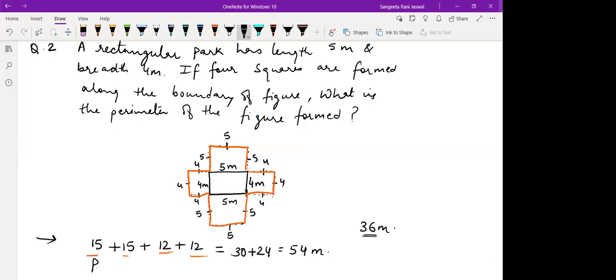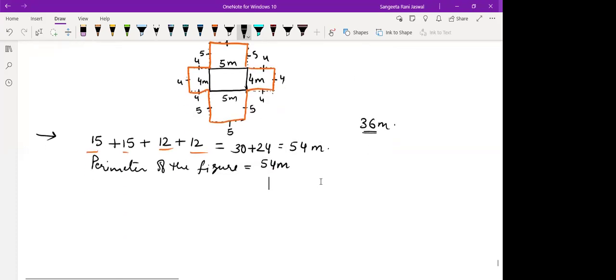So you can write down here: perimeter of the figure is equal to 54 meters. Right? Okay.